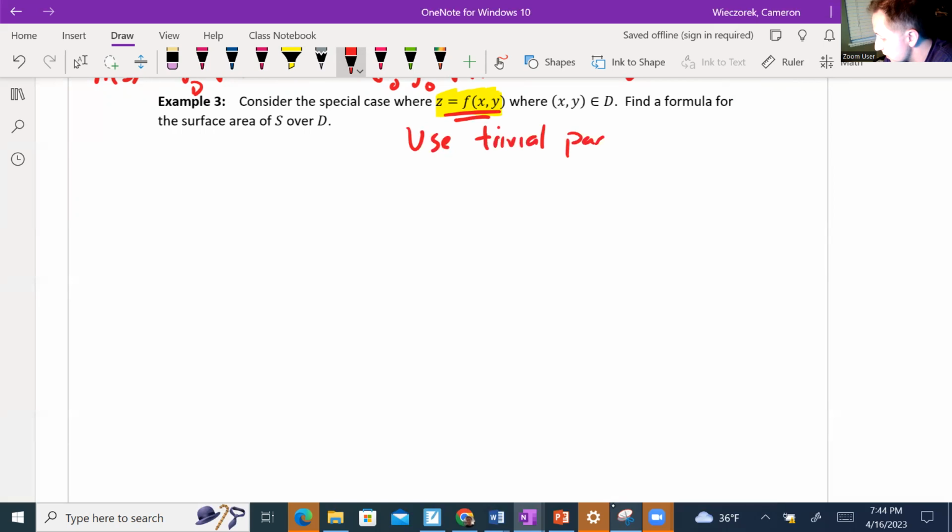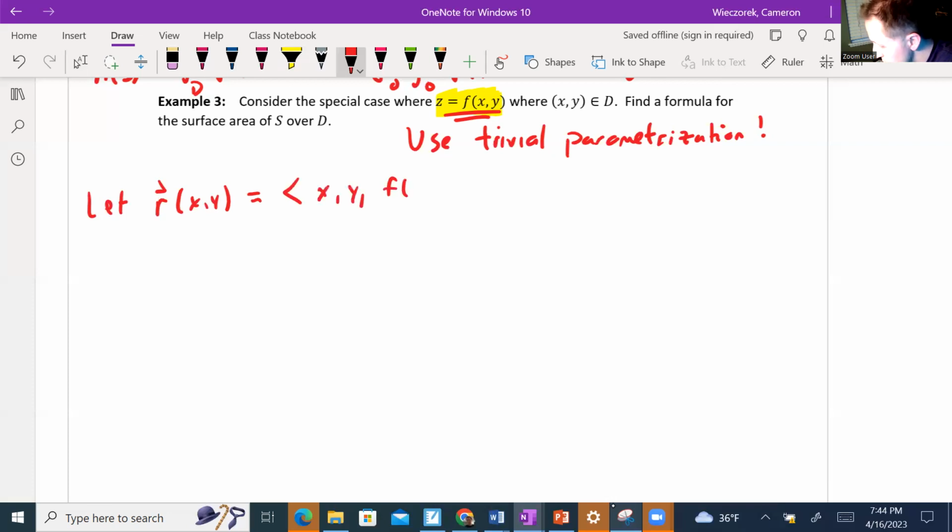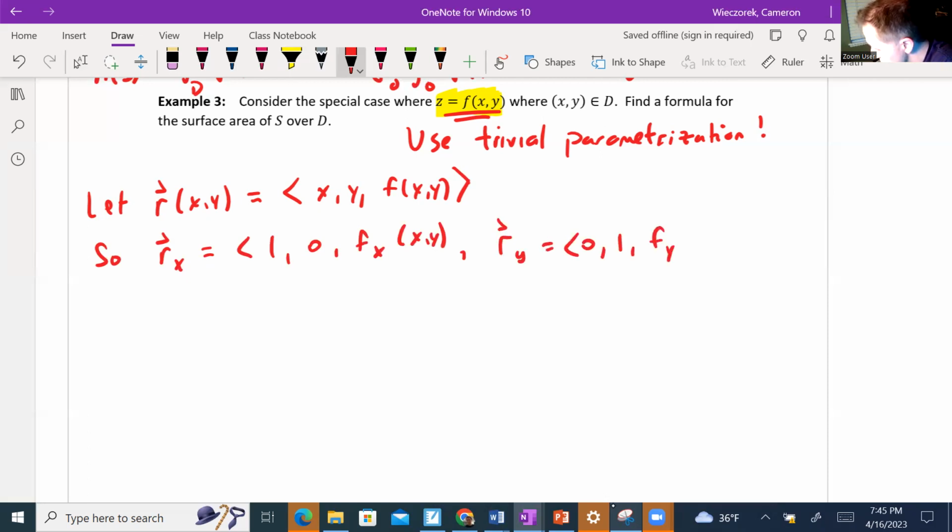This is the special case of using a trivial parameterization. So we're just going to let r of x, y be x, y, f of x, y. Okay. Easiest parameterization you come up with. So what would r sub x be? R sub x would be 1, 0, f sub x of x, y. And r sub y would be 0, 1, f sub y of x, y.